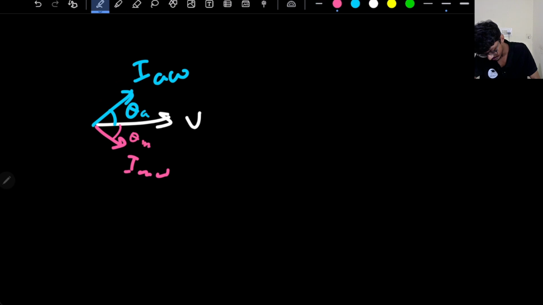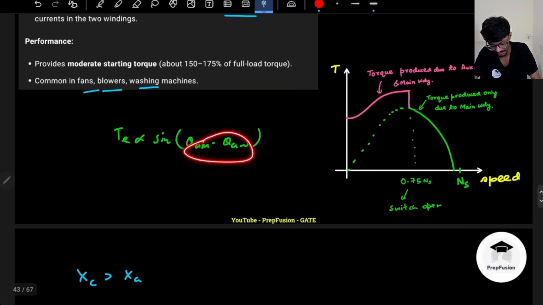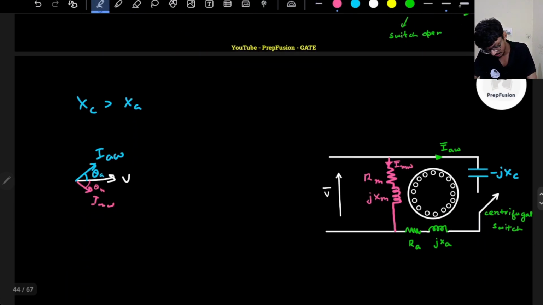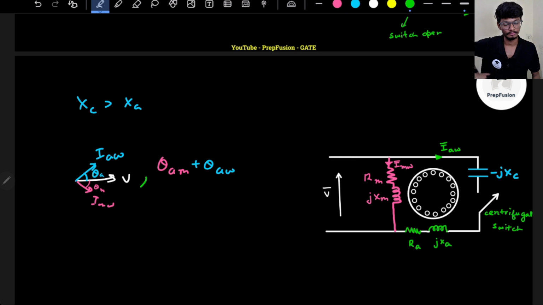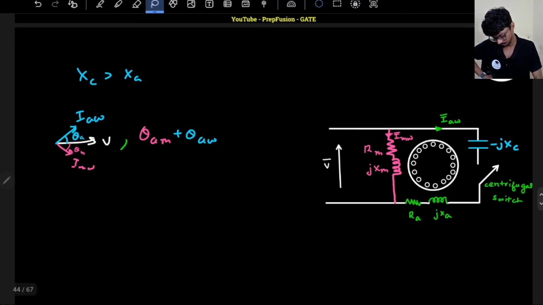Of course now the phase difference will be much larger because now the auxiliary current is leading and the main current is lagging, so both will be added. Previously, if you see, both were subtracted. Now the phase difference will be theta main plus theta aux, that's it. I hope you have understood this point. So here the phase difference is much larger, so the starting torque will be much larger.